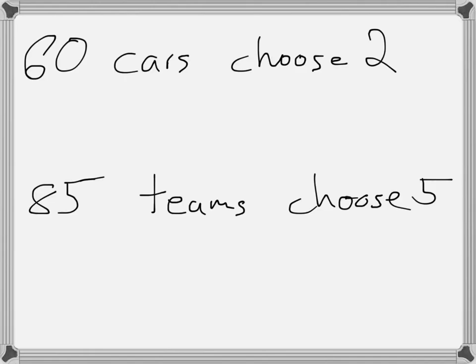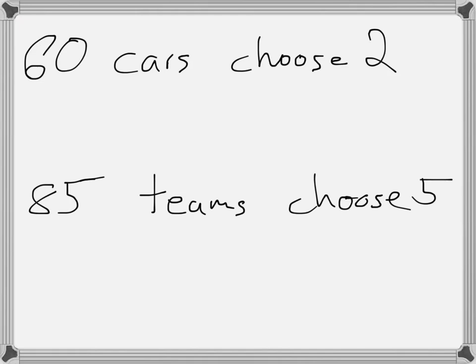Let's consider a couple of example problems, and then I will let you go for this video. Let's suppose you are looking at 60 different cars and you want to buy 2 of them for your family. How many different ways are there to do that? Now, it's really important to realize here, order doesn't matter.